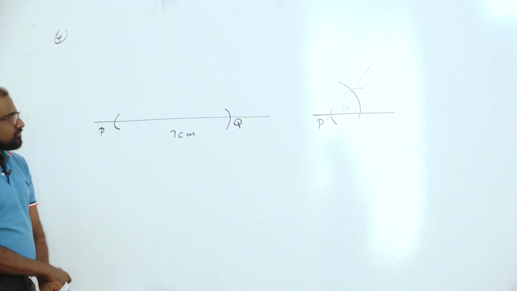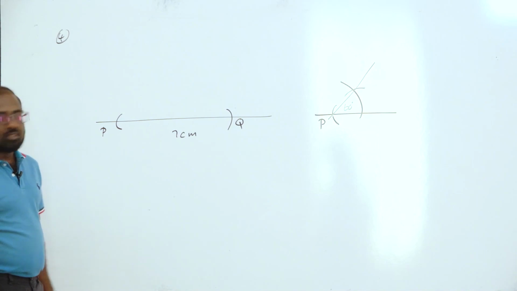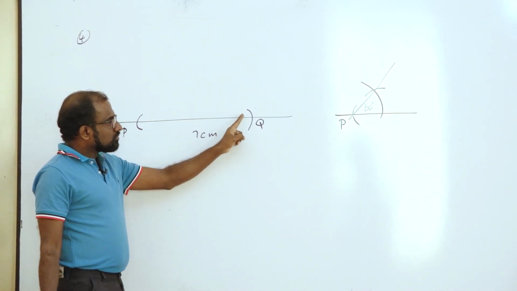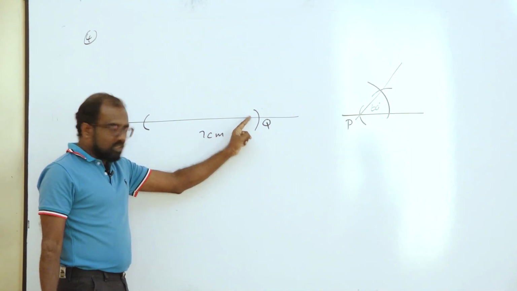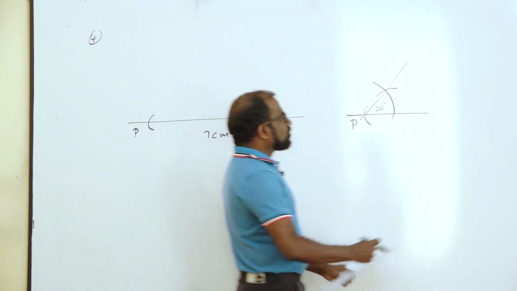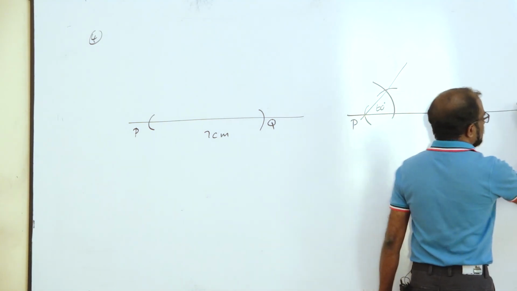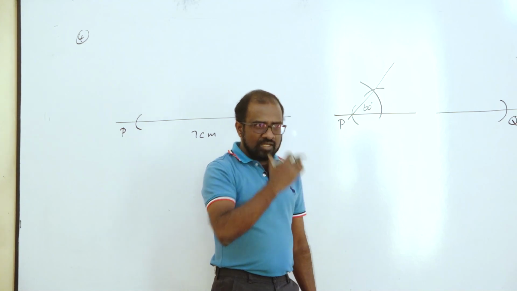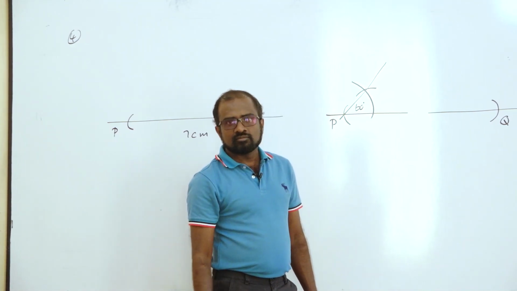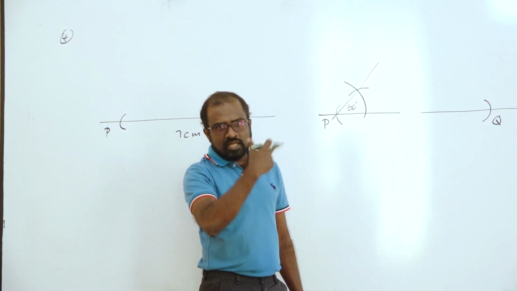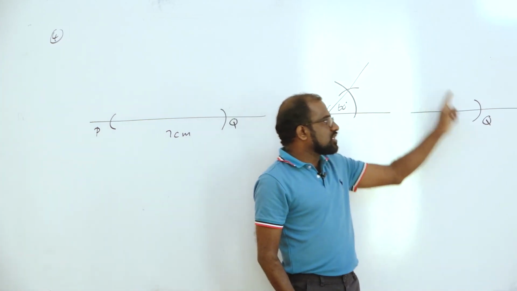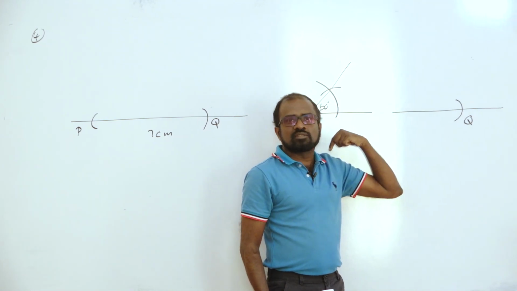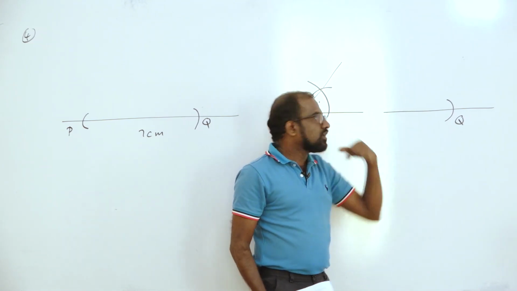So 60 degrees here. At Q, you have to construct a 75-degree angle. 75 is the mid value of 60 and 90. Again, you have to construct a 60-degree angle as well as a right angle. Then bisect those two angles, and you get 75 degrees, right?